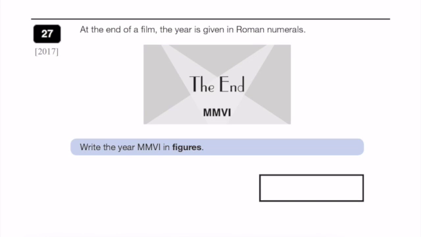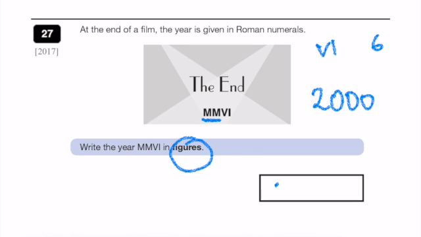At the end of a film, the year is given in Roman numerals. Write the year MMVI in figures, which means numbers. Press pause while you do that. Okay, MM is 2000, and VI is 6, so it's 2006.